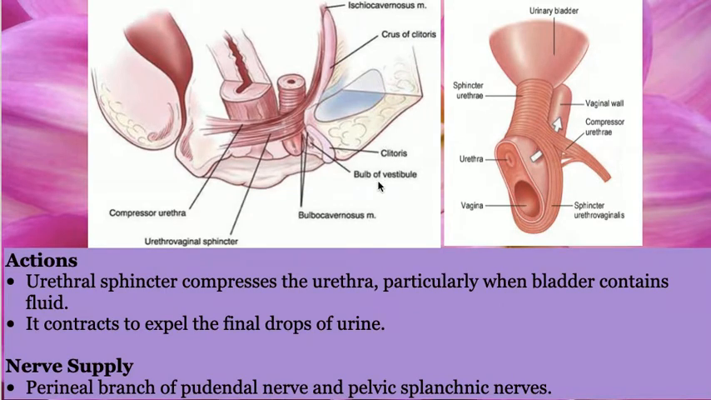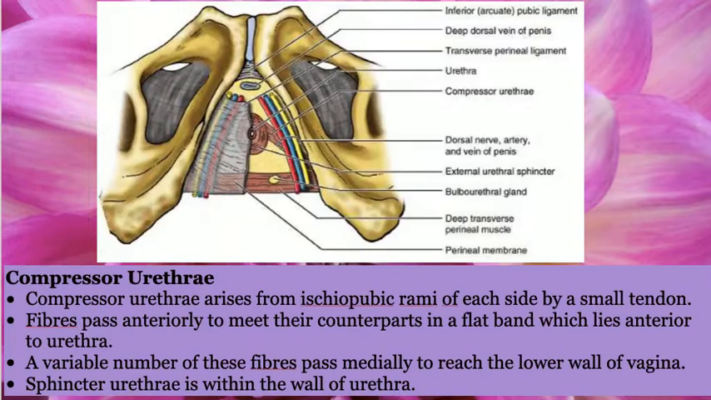So, what are the actions of these muscles? The external urethral sphincter is compressing the urethra, as you can see, particularly when the bladder contains fluid, and it is helpful in contraction of the final drop of urine, to expel it out, and it is supplied by the perineal branch of the pudendal nerve and the pelvic splanchnic nerves.